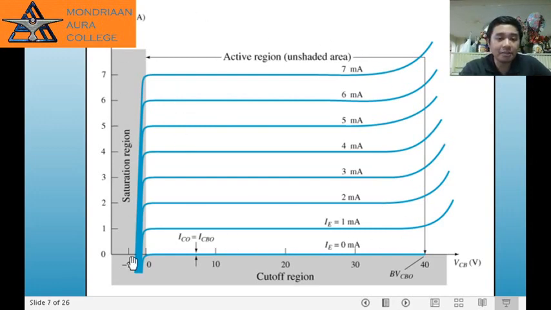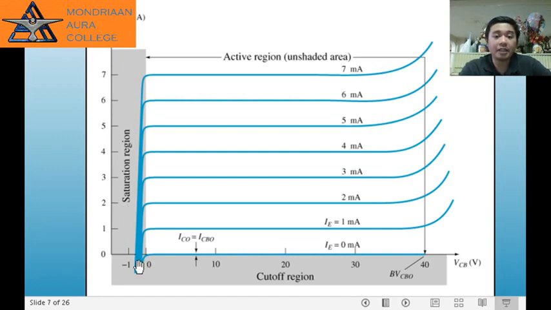Itong dalawang region naman na to, itong shaded region, we have the saturation region and we have the cutoff region. So kung gusto natin gamitin bilang isang electronic switch ang ating BJT, dapat yung voltahe at kuryente niya ay nandito sa dalawang to. Kapag ang BJT ay ginamit bilang isang electronic switch, meron ito syempreng on at off condition. Kapag ang voltahe at kuryente ng ating BJT ay nandito sa saturation region, ang BJT ay naka-on.